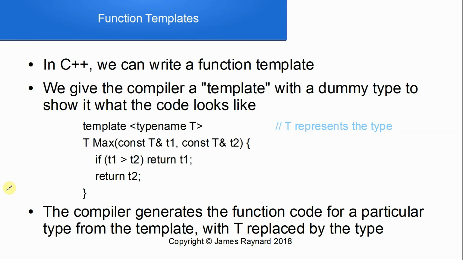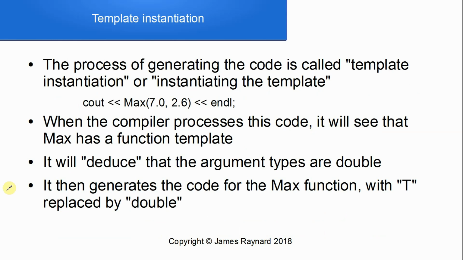Okay, so let's see how this actually works when we use it. So all we have to do is just call the function with some arguments. Obviously the arguments have to be the same type or something that can be converted to the same type. So in this case I'm using 7.0 and 2.6, which are both doubles. The compiler will look at these, it'll realise that max is a template function and we're calling it with doubles, so it'll go away and generate a version of max which uses doubles.